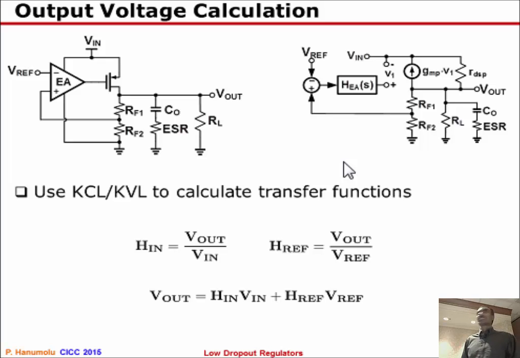For the output voltage calculation, just for completeness' sake, we can do it in multiple ways. Number one, you can just write KCLs, KVLs, and then you will end up with a relation from Vout to Vin as shown here, or Vout to VREF, and the overall output is basically whatever comes from Vin and whatever comes from VREF, and you sum them up together. So again, there is no black magic here. The only reason I'm showing this slide is that this is not how I would like to do it.